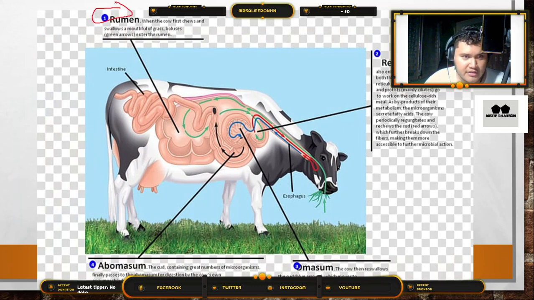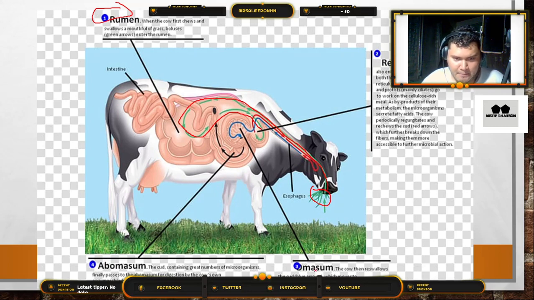The rumen here: when the cow first chews and swallows a mouthful of grass, boluses, green arrows, enter the rumen. The first place when the cow is eating goes to the rumen, and then from the rumen moves now to the next chamber, that is the reticulum. Some boluses enter in the reticulum. In both the rumen and the reticulum, symbiotic prokaryotes and protists, some are ciliates, go to work on the cellulose-rich meal. And then we have another process here happening.